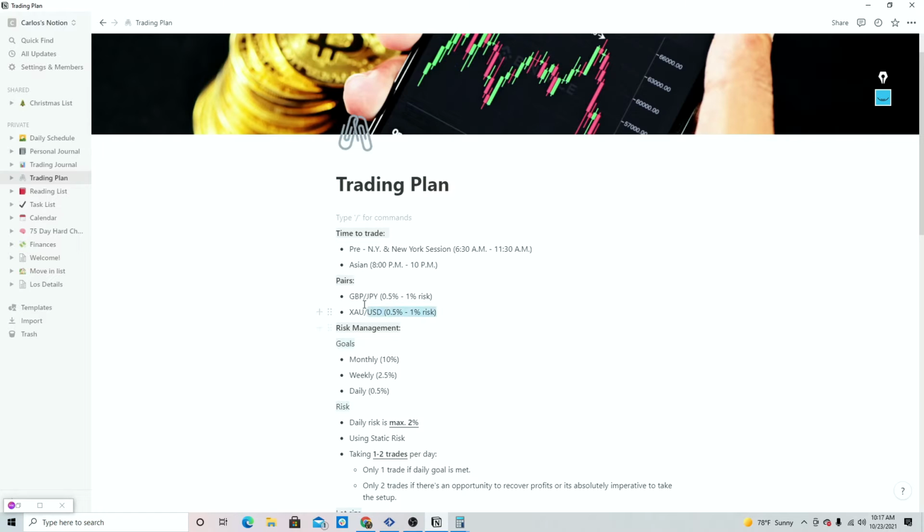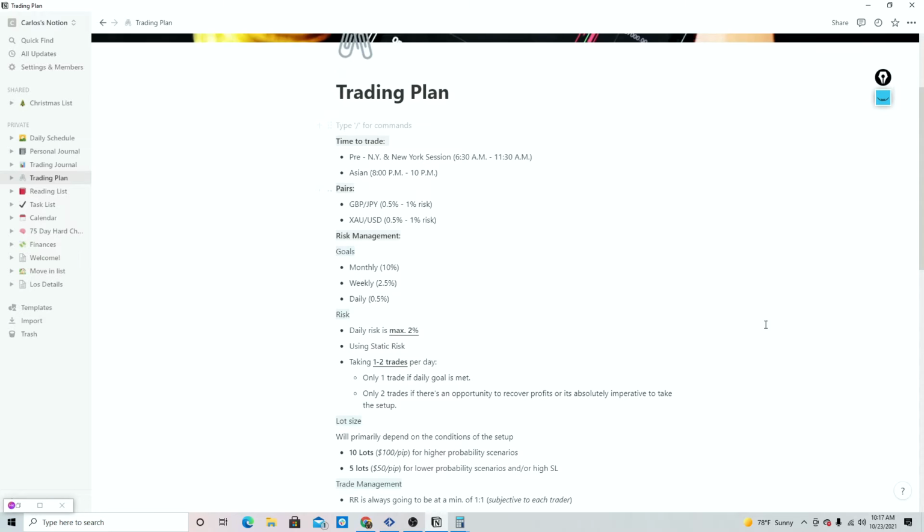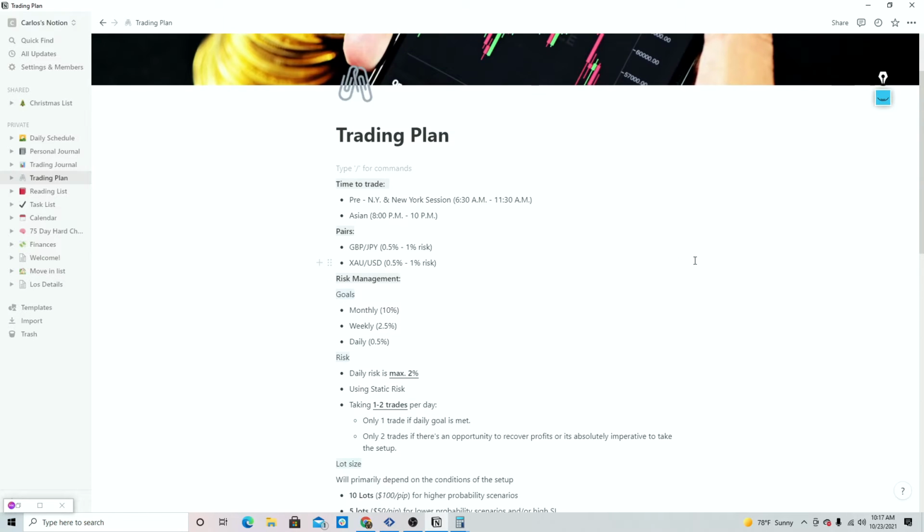So these are the two pairs that I chose, right? For you it might be different, it might be USD JPY or GBP USD or whatever it is, but just look at a pair. I suggest, if you're a beginner, try to look at one pair for a good half a year, maybe a year, and then move on to another pair, and then see how that works for you. But that's what I went through.